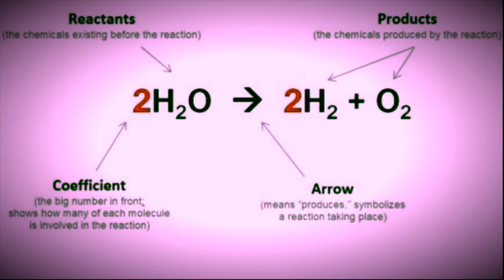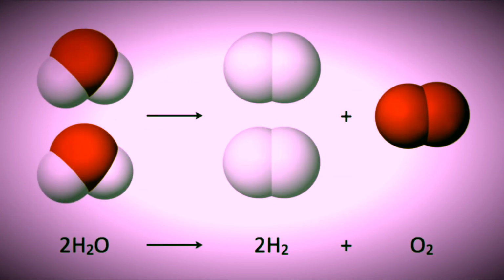Let's start by taking a look at our chemical equation. Notice our reactants. We have 2 molecules of water, and when we add a little energy, we are going to get 2 molecules of hydrogen gas and 1 molecule of oxygen gas as our products.